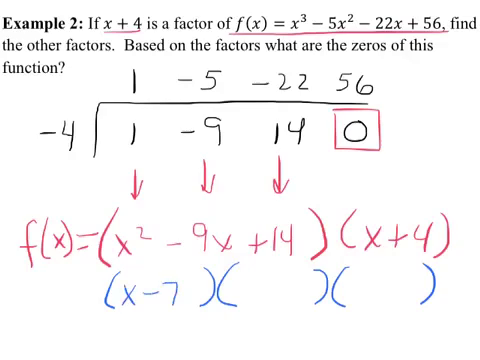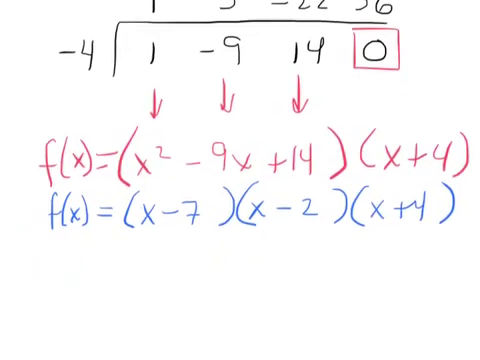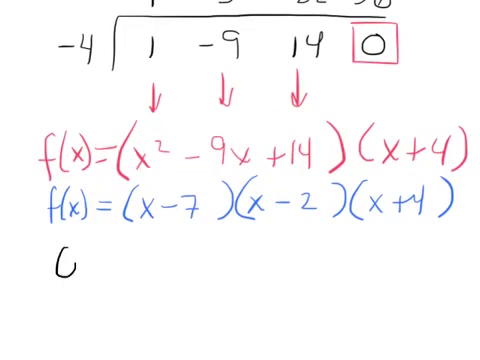Take a look. X minus 7, x minus 2. It's the only thing that works. And then this is x plus 4. So now what we've got is a factored equation here: x minus 7, x minus 2, x plus 4. Those are our three factors. So given those three factors, the next part says, based on the factors, what are the zeros of this function? Well, it's pretty simple. How do we find zeros of a function? Set it equal to 0.